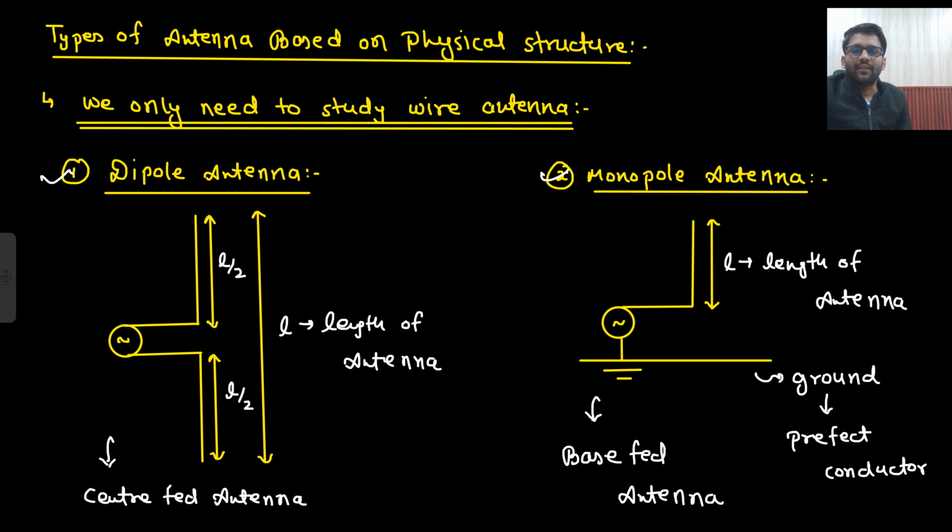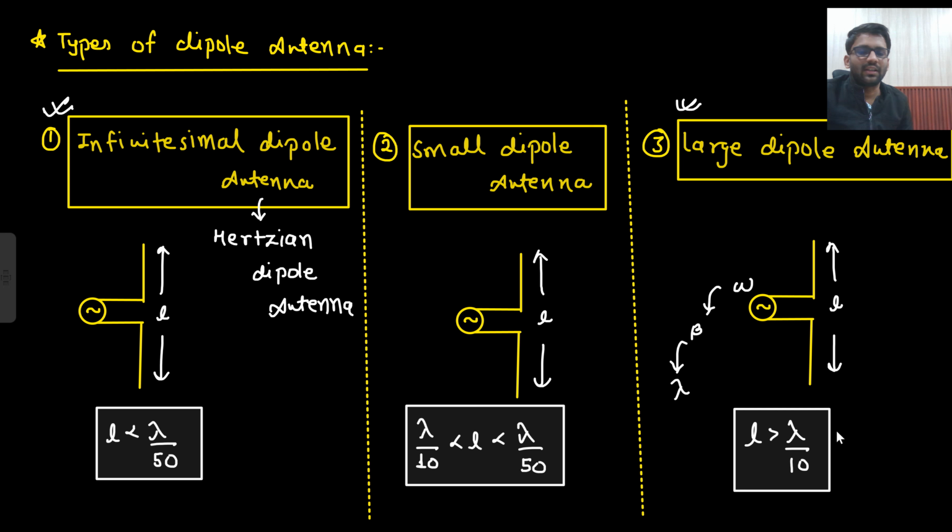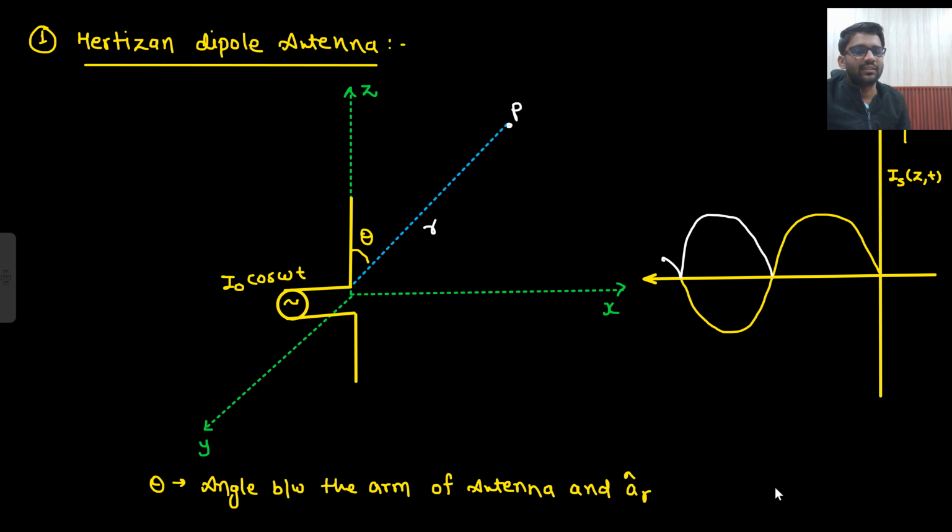Okay, and then we saw the two types of antenna, dipole and monopole. This is known as center fed, this is known as base fed, right? And this is the length of antenna, this is the ground, which is a perfect conductor. So we will study about both of the kinds of antenna, and based on the length, this is the classification. If very small, infinitesimal, then small, and then large dipole antenna. From the next lecture, we will start studying about Hertzian dipole antenna.